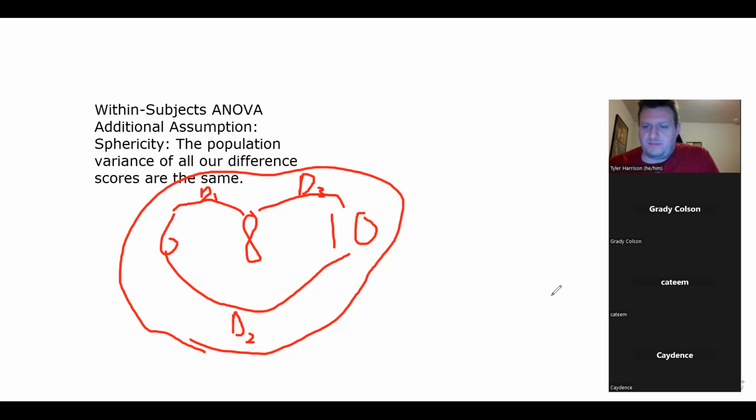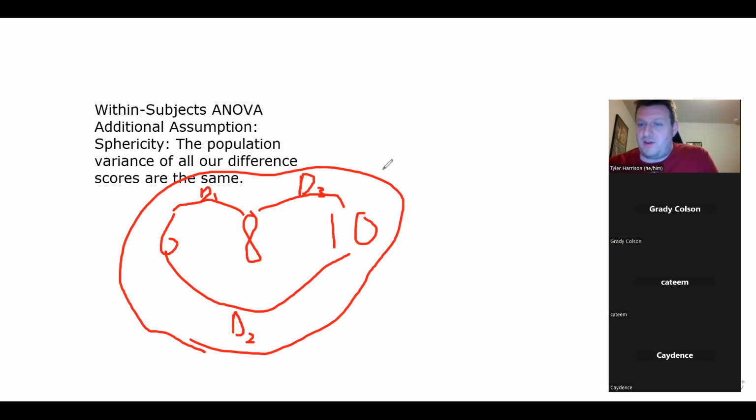I actually have a question about that, if I may ask. Yeah, please do. So with the sphericity, sorry, is it basically like homogeneity of variance? It is very similar in that regard, right?